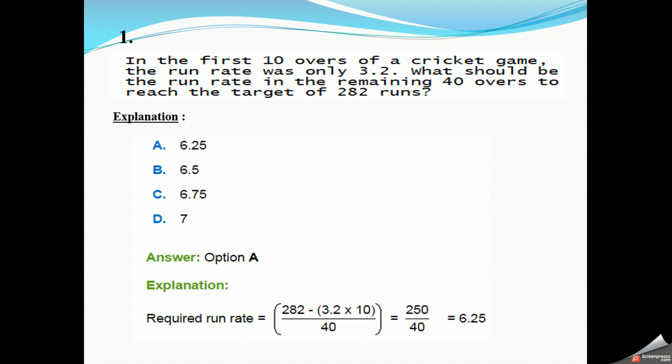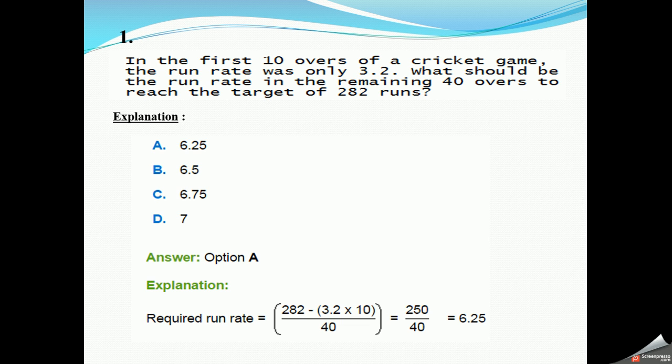Let's begin with the first problem. In the first 10 overs of a cricket game, the run rate was only 3.2. What should be the run rate in the remaining 40 overs to reach the target of 280 runs? The given statement says that in the first 10 overs the run rate was only 3.2. It means the overall runs in 10 overs is 32. And we have to calculate the run rate in the remaining 40 overs.